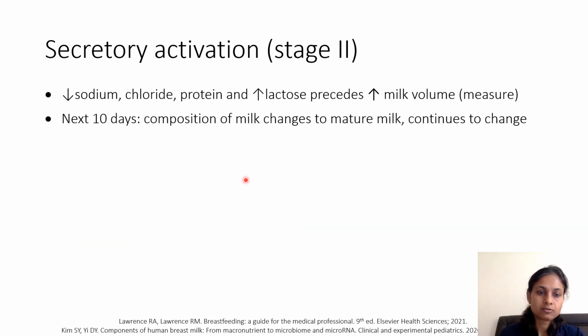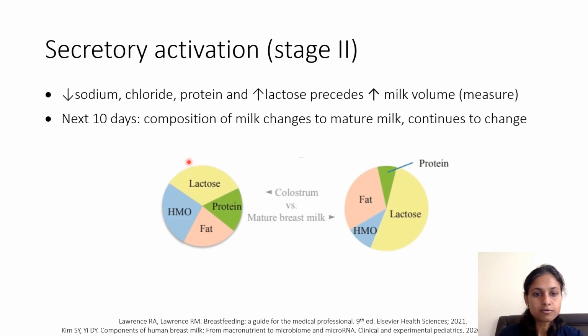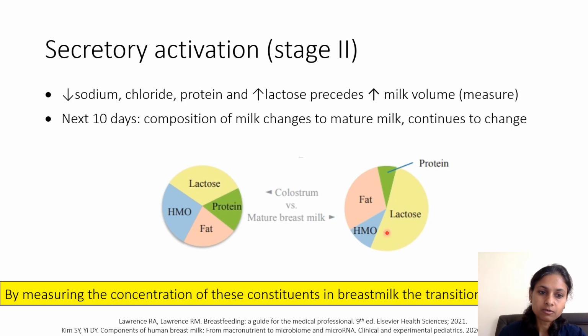So in the next 10 days, the composition of milk changes to a more mature milk, and these changes continue to happen. You see the colostrum changes to transitional milk to mature milk, and the composition of colostrum, wherein you have high protein and human milk oligosaccharides, goes towards a more mature milk composition of a higher fat, lesser protein, and more of lactose. So by measuring the concentration of these constituents in breast milk, you can identify this transition in the stage.